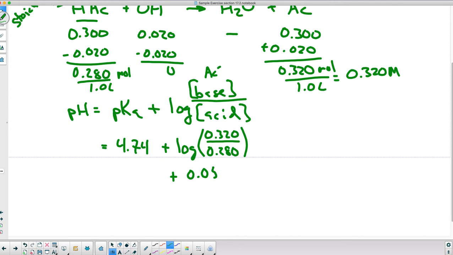This log ends up being something very close to 0.06. I just did it on the calculator. I forget exactly what it is. So what we end up with then is something that looks very much like this. Now I want you to notice that before we added the base, we have 4.74 as the pH. After I added the base, I got 4.8. That's hardly a change at all, almost no change at all. So it's a very big resistance to change in pH.